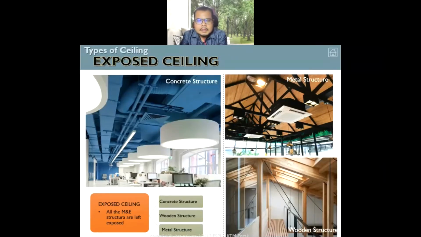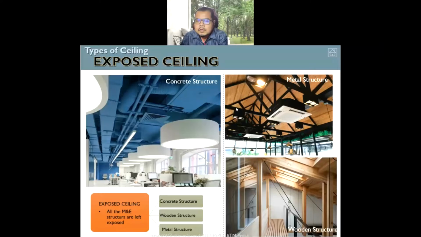Okay, this is an example of exposed shielding. As you can see in the image, you can see the air conducting, the light trough, the pendant light, and all the roof trusses can also be seen if you have exposed shielding. The good thing about exposed shielding is the room looks higher.